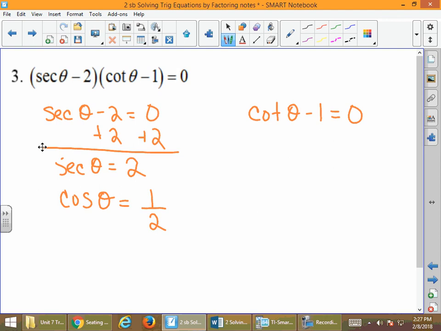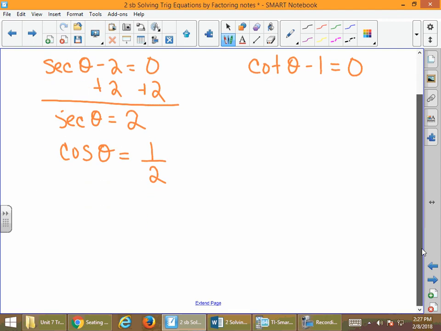And then we can use our finger gestures again. Where cosine is 1/2 is at pi over 3. Cosine is also positive in the 4th quadrant. And what pi over 3 angle is in the 4th quadrant? It's going to be 5 pi over 3.